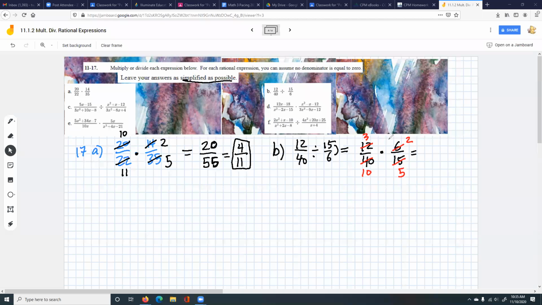I'm going to multiply straight across. 3 times 2 is 6. 10 times 5 is 15. I'm noticing again, 3 goes into this. That was 6/15, so it's going to reduce down to 2/5. Isn't 10 times 5 50? Did I mess up? Oh yeah, sorry. I was thinking of something else.